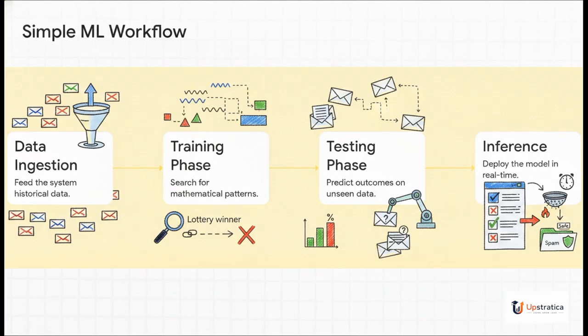The algorithm searches for mathematical patterns, like figuring out that emails containing the words lottery winner right next to a sketchy link are highly likely to be spam. Then we hit step 3, the testing phase. Here you give the model brand new, completely unseen emails just to verify its accuracy, make sure it's working right. And finally, step 4 is inference. That's when you actually deploy the trained model to automatically filter your inbox in real time.